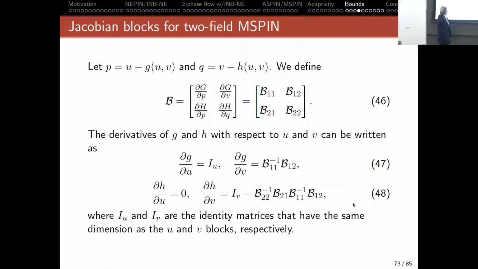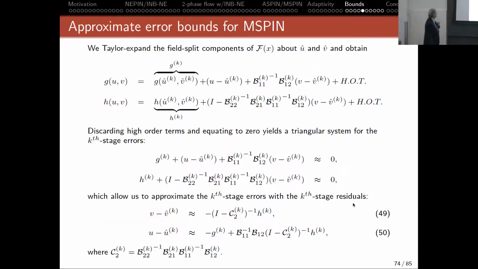So if you define the shifted variables p and q, which are u corrected by g and v corrected by h, and then define this particular Jacobian, in which the upper right block is the same because this was a multiplicative method, but the bottom three are with the modified residual. Define those blocks, B11 through B22. You can work out that the sensitivities of the modified residuals with respect to the original state variables are as such with respect to those Jacobian blocks.